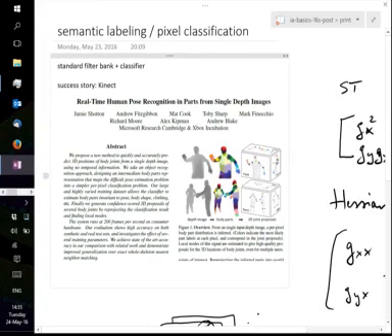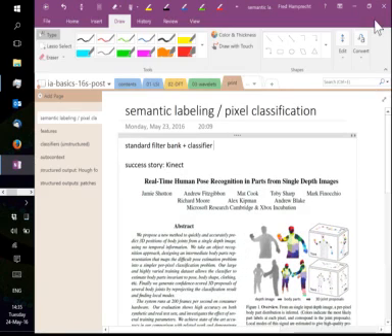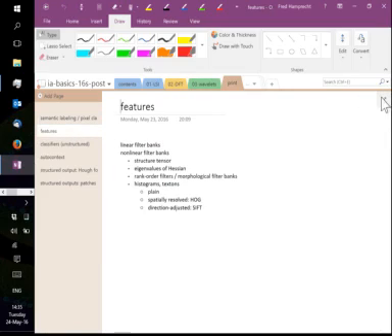Okay, any questions so far? So this is the basic setup. Compute local features and make local predictions. And next, I want to give you a few more details on the kinds of features that you could compute and on the kind of classifiers that people use.